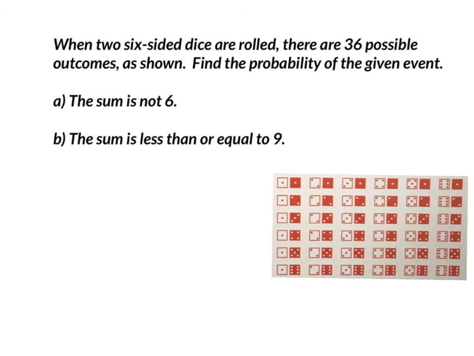Okay, here we go. All right, example of using complements. It says when 2 six-sided dice are rolled, there are 36 possible outcomes as shown. They're all right there. Find the probability of the given event. It says the sum is not 6. The way I'm going to do the probability of the sum is not 6 is I'm going to do 1 minus the probability that the sum is 6.